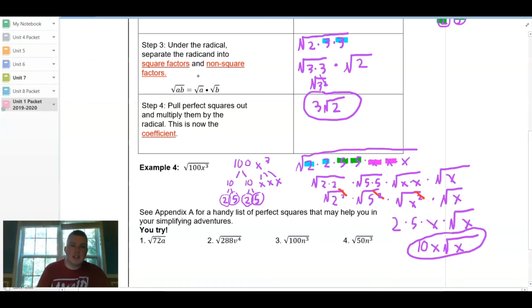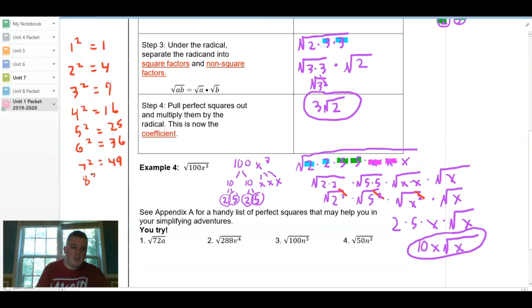So just as an example of some of your early perfect squares, 1 squared gives you 1, 2 squared gives you 4, 3 squared equals 9, 4 squared 16, 5 squared 25, 6 squared 36, 7 squared 49, 8 squared 64, 9 squared 81, and 10 squared is 100. So if you're simplifying and you notice these numbers at all in your simplification process, you can use that as a shortcut to go ahead and pull those perfect squares out.